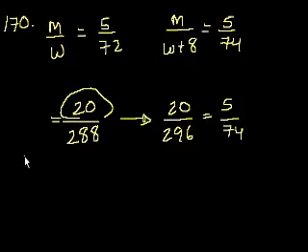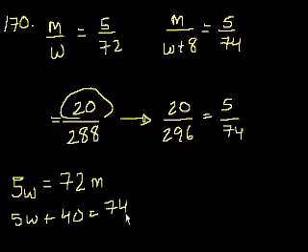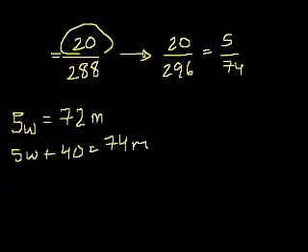So you could use this information to say 5 times the workers is equal to 72 times the managers. And then you could use this information to say 5 times the workers plus 40. I'm just cross multiplying, so 5 times W plus 8 is equal to 74 times the managers. And now we can do some algebra.